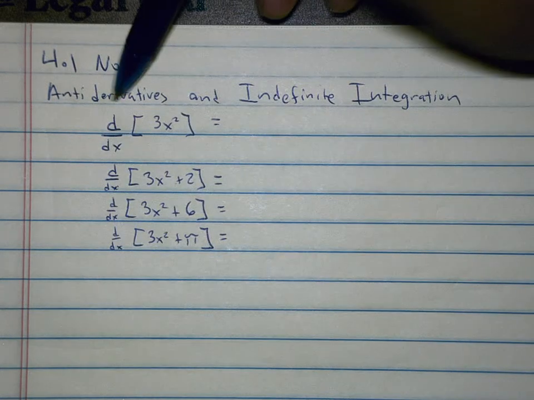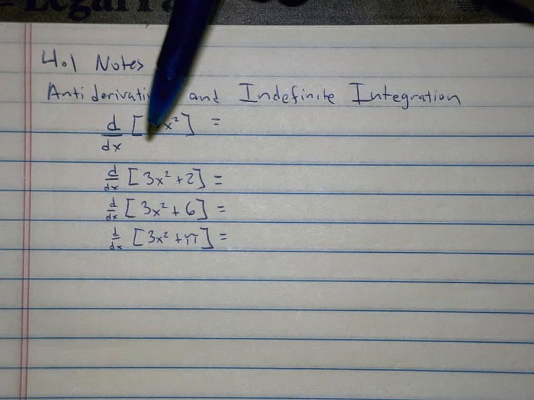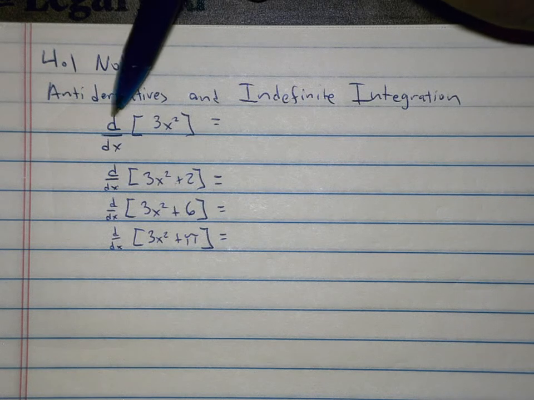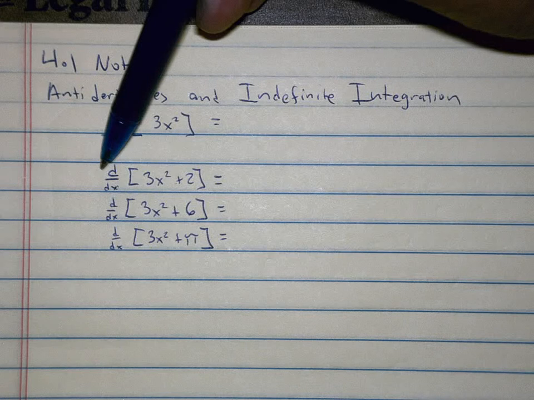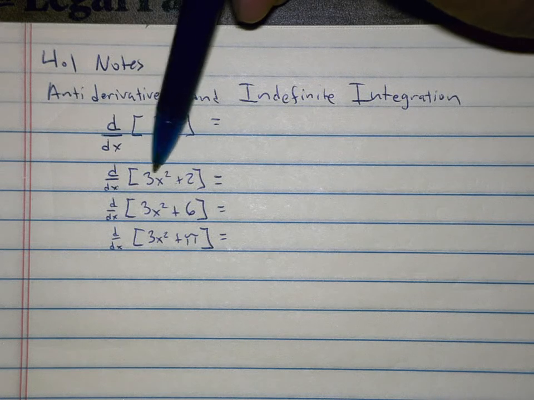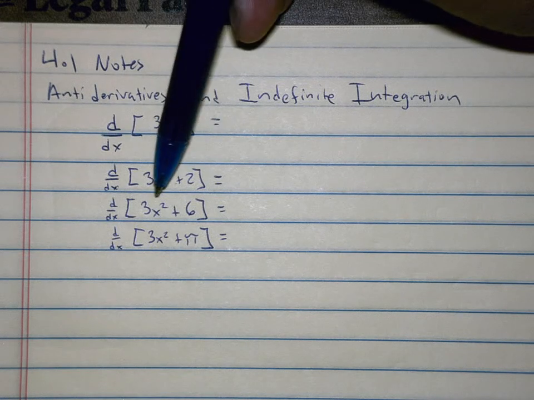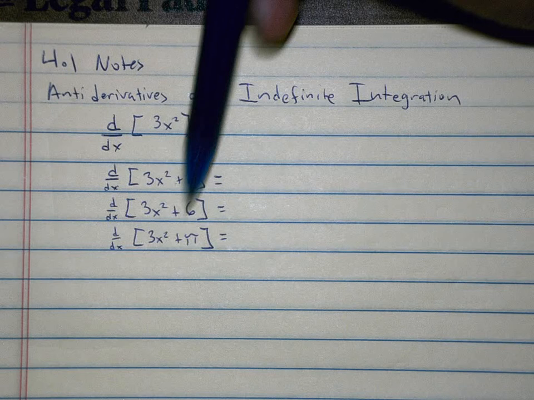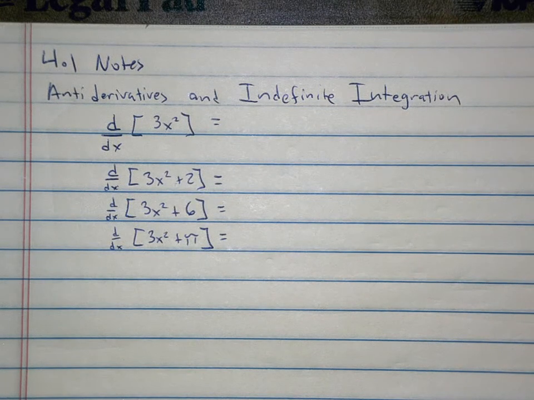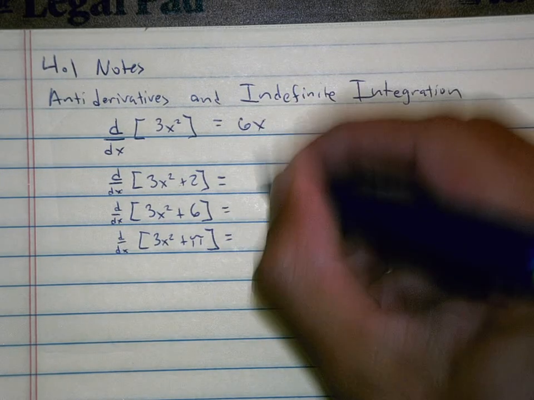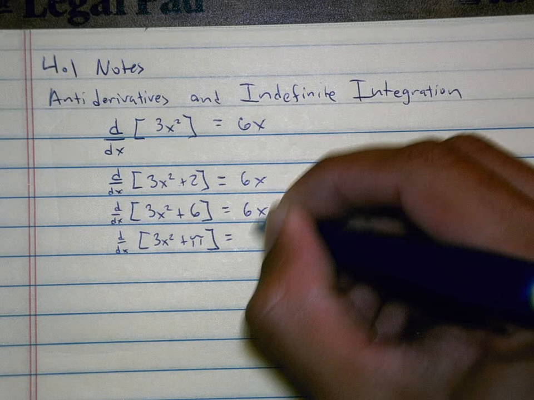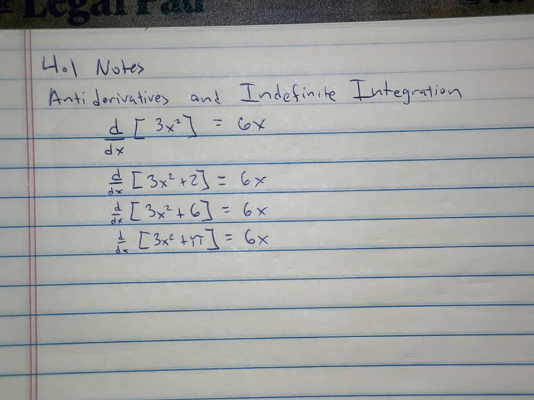Okay? So if I asked you these four questions, say, what's the derivative, with respect to x, of 3x squared? What's the derivative of 3x squared plus 2? Derivative of 3x squared plus 6? 3x squared plus pi. You all would know what the answer is, correct? What is the derivative? Go ahead, say it together. 6x. Wonderful. Are they all the same derivative?